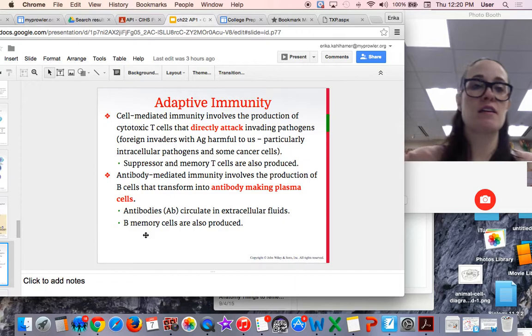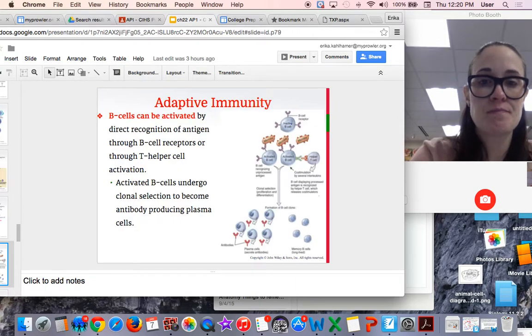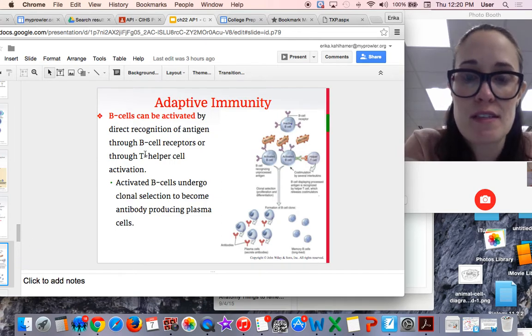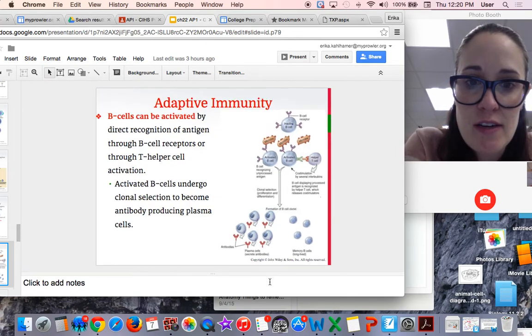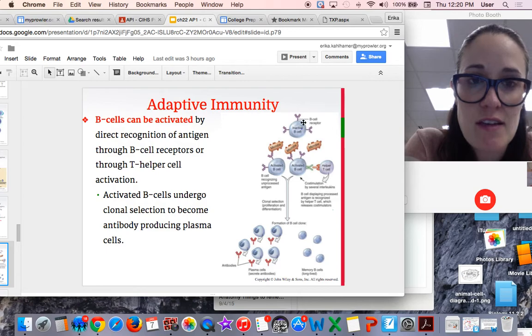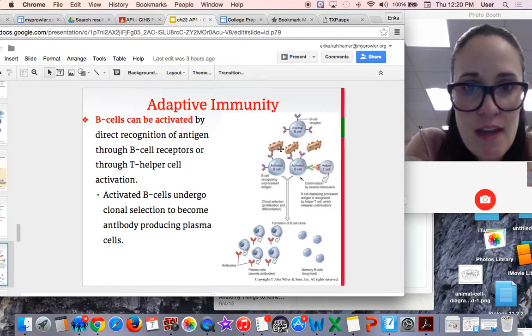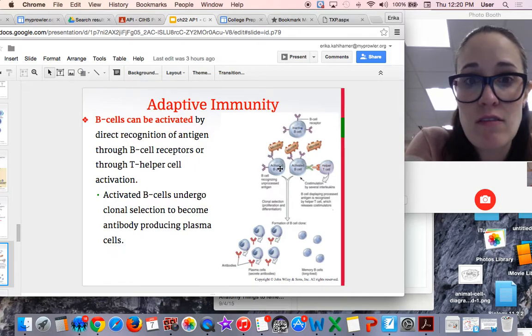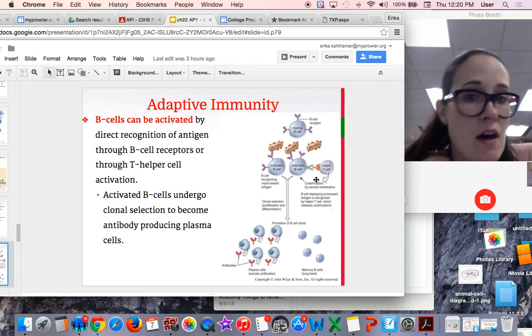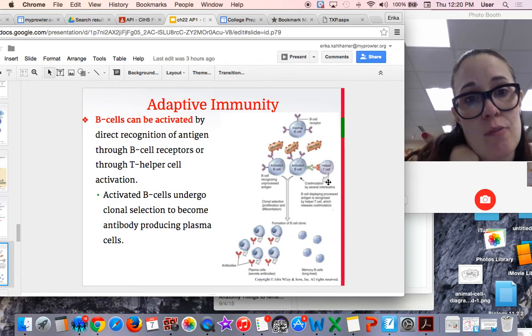And now, just like the other type, memory B cells are also produced. And this just shows how B cells can be activated. So here is an inactive B cell. Notice how it has a receptor. There are a few ways that it can be activated. It can be activated by the antigen itself, over here. And it can also be activated by a helper T cell.